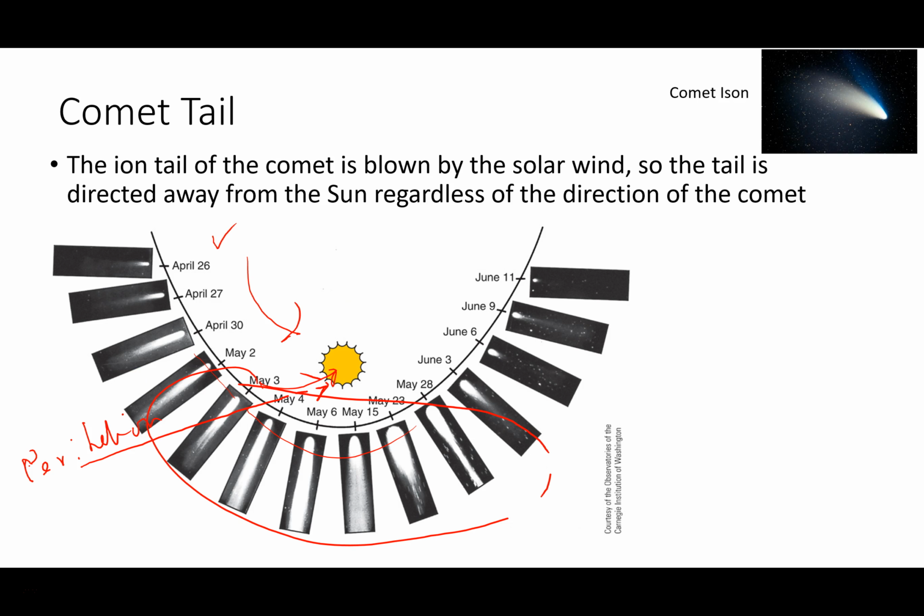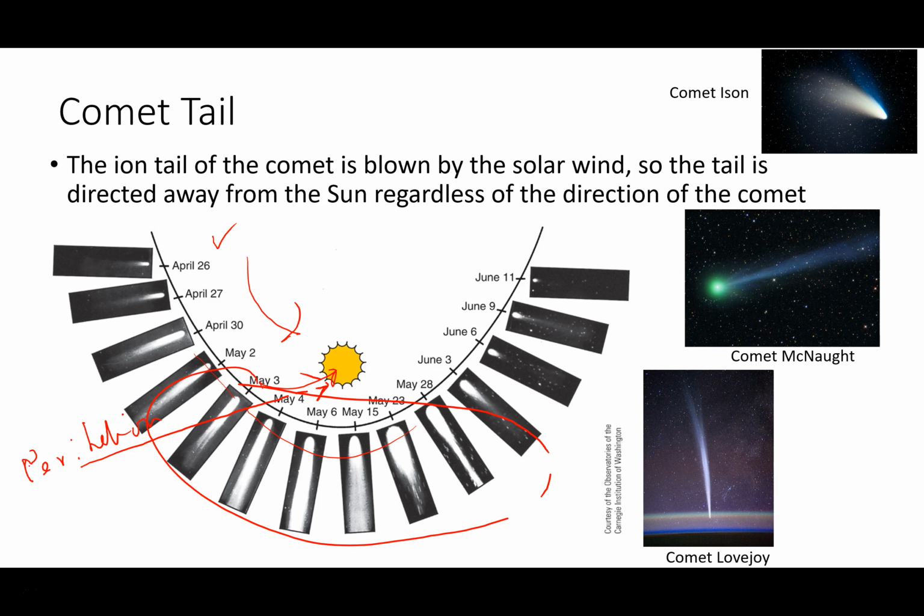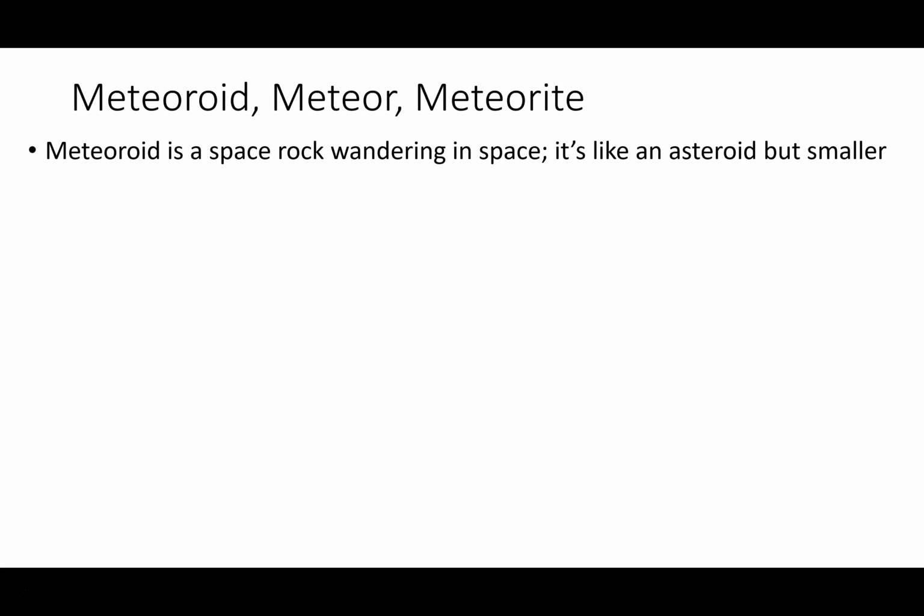There's Comet Ison. You can kind of see the two tails. Each comet has its own kind of little personality. Comet McNaught, Comet Lovejoy. Oh, so cool.